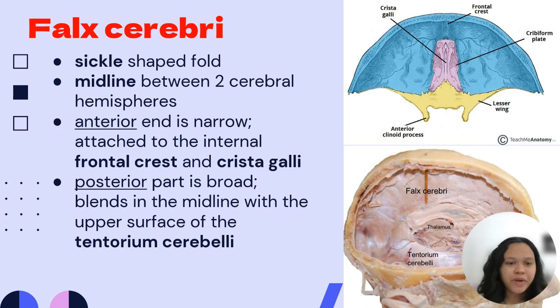The falx cerebri is a sickle-shaped fold, and it is situated in the midline between the two cerebral hemispheres. Its anterior end is narrow, and it is attached to the internal frontal crest and crista galli. So this is the frontal crest and the crista galli of your anterior cranial fossa, while the posterior part is broad and it blends in the midline with the upper surface of the tentorium cerebelli. So it blends in this portion or area.